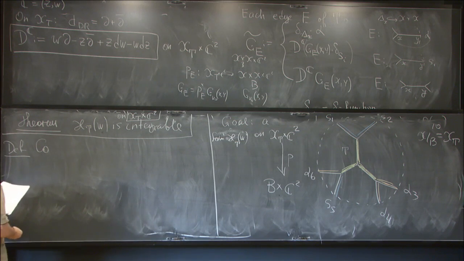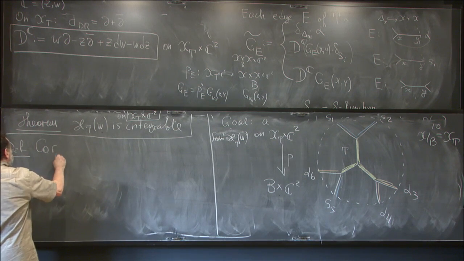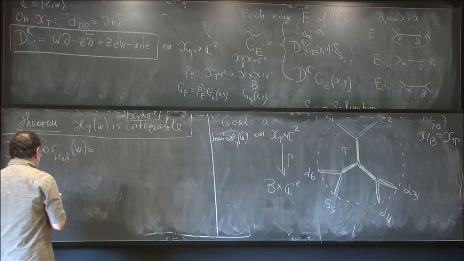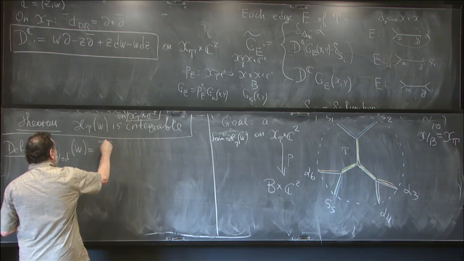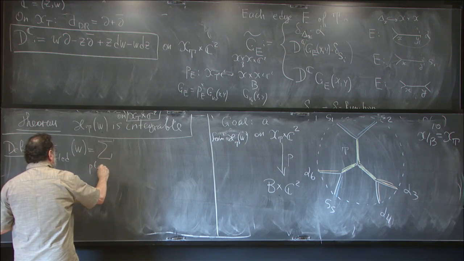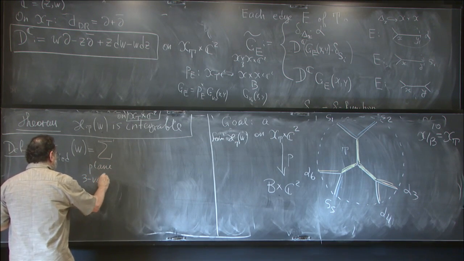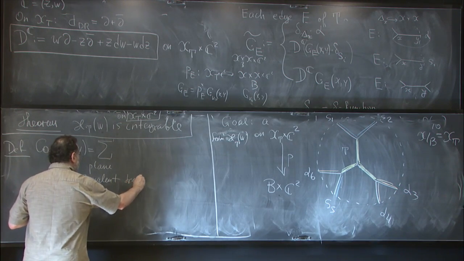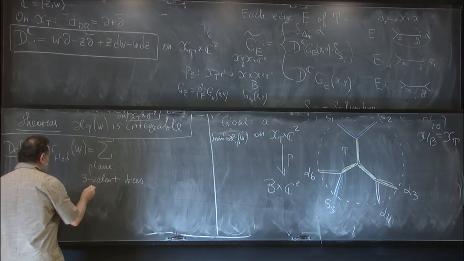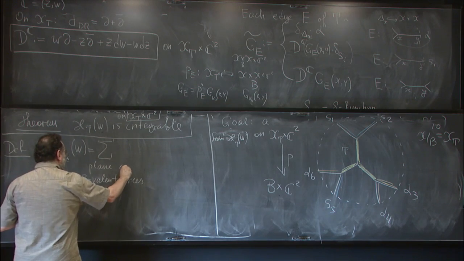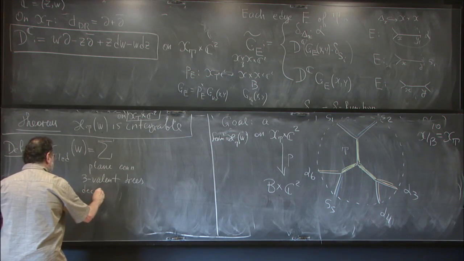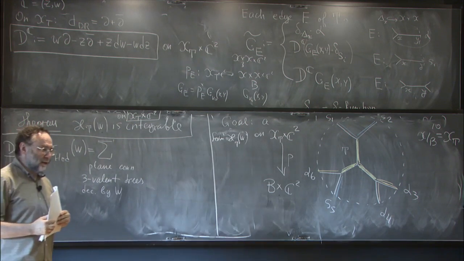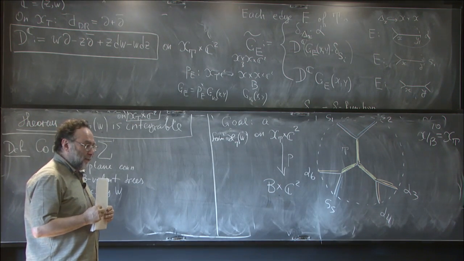All right, so now I define the Hodge correlator of this W to be the sum over all plane trivalent connected trees decorated by W. W is also a coordinate of C2? It's a big W.